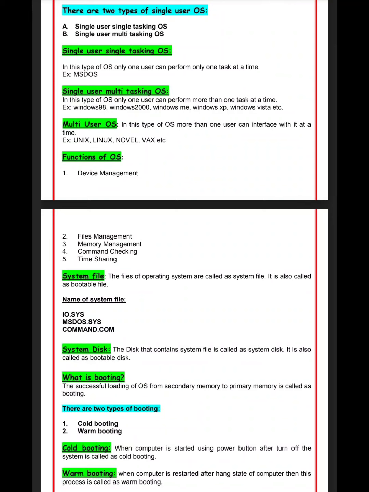What is booting? The successful loading of the operating system from secondary memory to primary memory is called booting. There are two types of booting: cold booting and warm booting. Cold booting: when the computer is started using the power button after being turned off. Warm booting: when the computer is restarted after a hang state. POST: power on self-test, bootstrap program, boot sector.